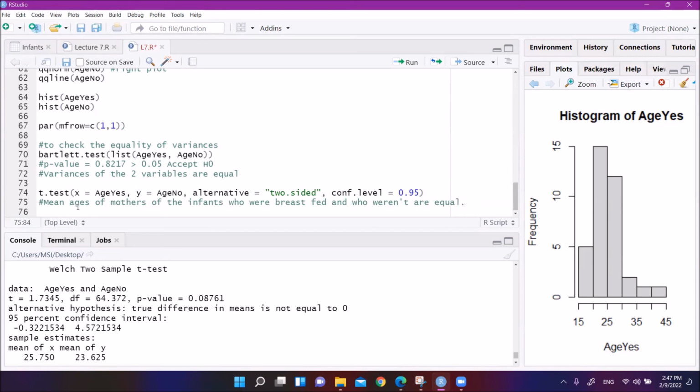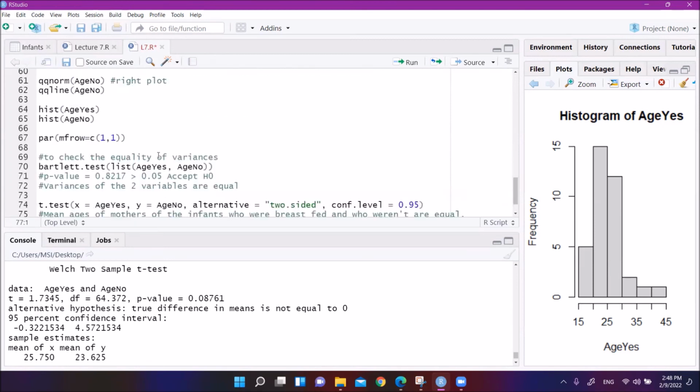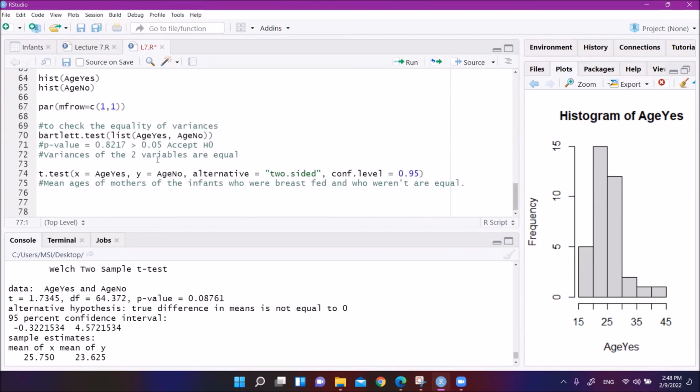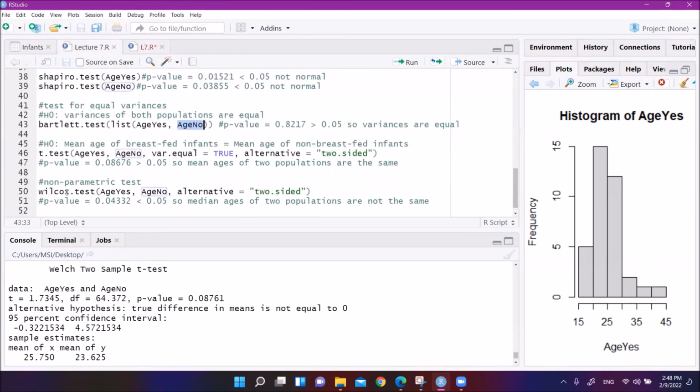Mean ages are equal. That means age years is equal to age no. This is the conclusion by the t-test, right? Similarly, we can do the same thing as a non-parametric test, right? It's the same code that you have to use, wilcox.test. I'll just copy and paste from this one.